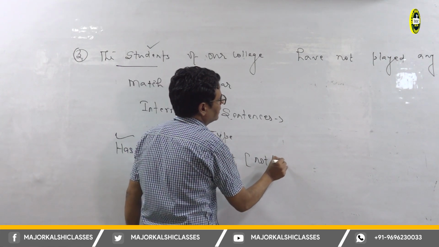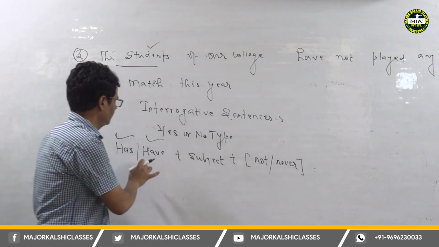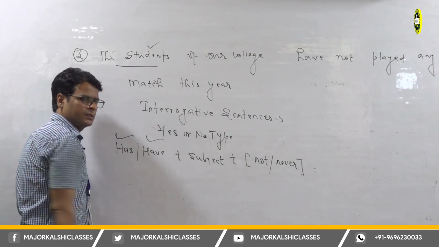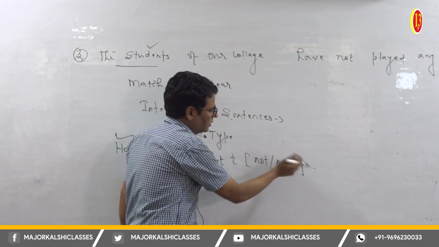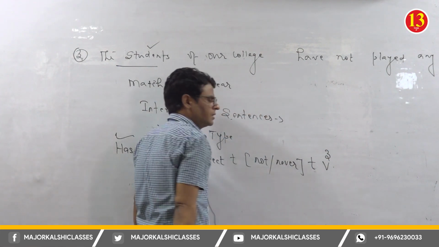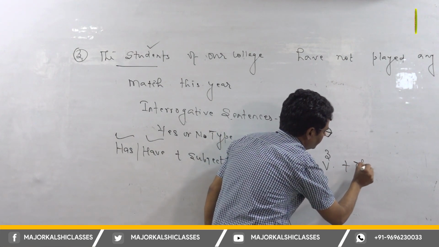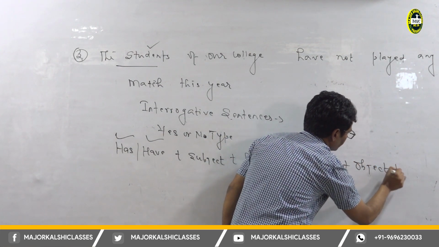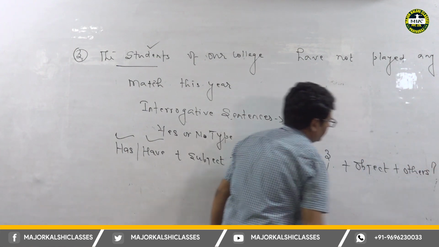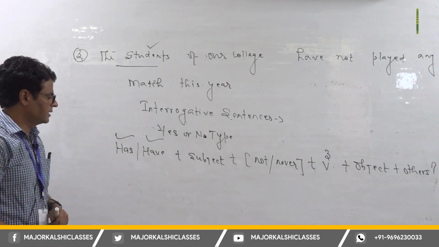if you find never, we have to use them just after the subject. First of all, we have to use has or have, and after that subject, and after that not or never. And here the third form of the verb, this is called past participle, and object, after that others, at last interrogation mark. Okay, I will give you some examples.